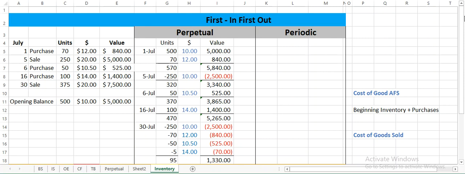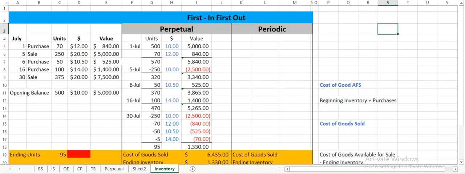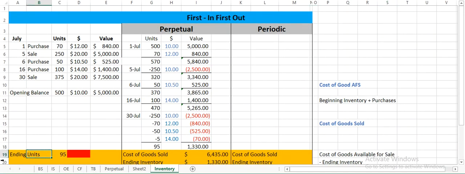So what we do firstly is we look at, gonna have to go down a little, let me just make it a little smaller. Ending units remain the same no matter what method, no matter what type, periodic or perpetual. It's still only 95 units that remain from what we purchased and what we sold that's left over. And so we would know that we have 95 units that are left over. We just need to calculate what makes up that 95 units.